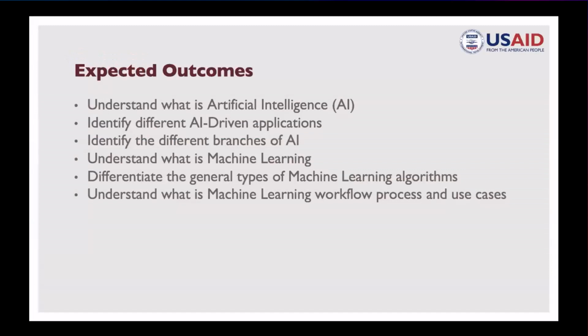So let me give you the expected outcomes for this lecture. First, we understand what is artificial intelligence. Second is to identify different AI-driven applications. But I believe some of these applications were already shown during the video before this session. Third is to identify the different branches of artificial intelligence, the general branches, and understand what is machine learning.